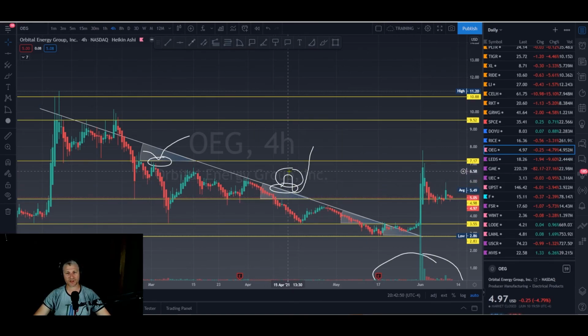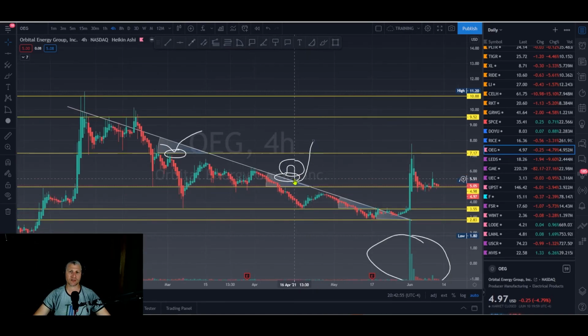If you're good at scalping, you can catch it, but just be careful. I've seen a lot of them lately coming back down, and then they'll come back down, touch, and then they'll disappear.